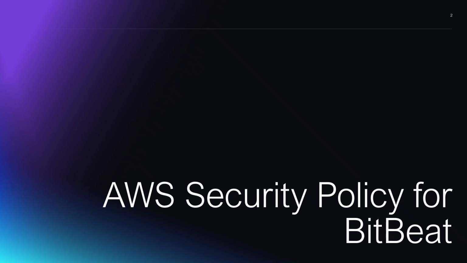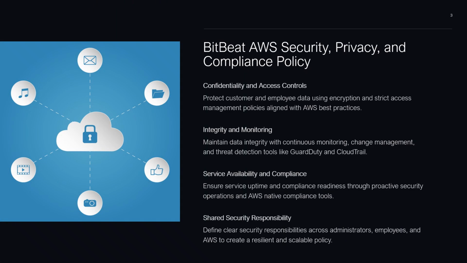Moving to the third slide, which talks about BitBit's AWS security policy overview. The primary goal of the policy is to protect the confidentiality, integrity, and availability of company data. The policy uses AWS security best practices to provide strong access controls, encryption, monitoring, and compliance management. It also follows the AWS shared responsibility model, ensuring that both AWS and BitBit understand their security responsibilities.